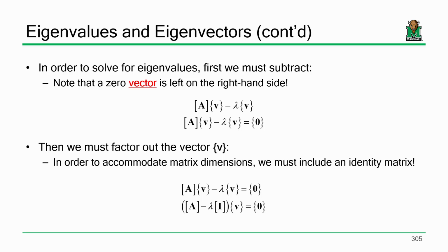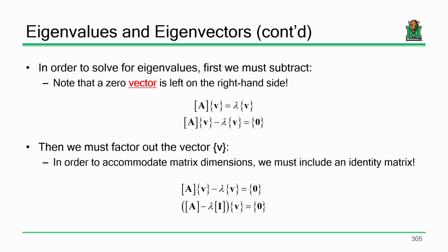Okay? Now, if I want to factor out a common term, I can do that. One thing to keep in mind is you can't just simply pull the V out and say A minus lambda in parentheses times V. You have to have an identity matrix in there for your dimensions to make sense. Again, we're talking about matrix math, not just 2x plus 3y or something like that. So you have to make sure that you're maintaining your appropriate dimensions here.